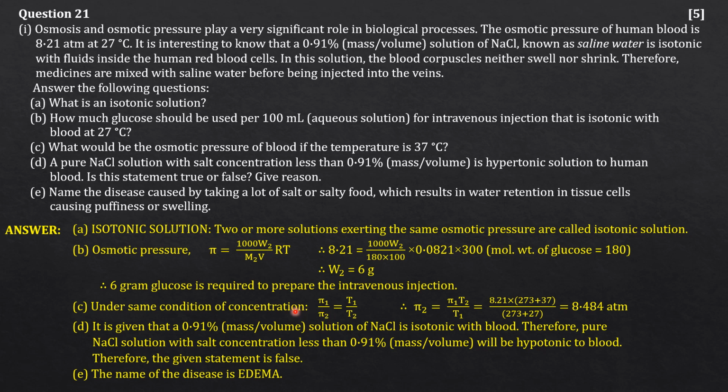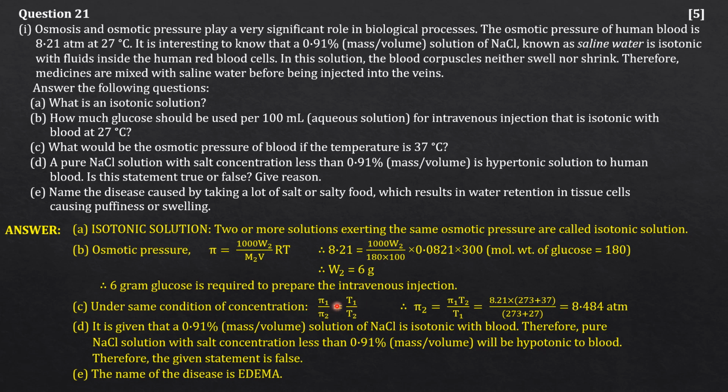Then the next question is very interesting. Question number C. What would be the osmotic pressure of blood if the temperature is 37 degrees centigrade? So pi equals CRT. Using that, first you find the value of C, since pi 1 is given, and T1 is given. So you can assume that the concentration of blood remains the same. Then you put it to find the value of C. Then put it in the second equation, pi 2 equals CRT2. Instead of that, what you can do, since you are assuming C is constant, pi varies with T. So pi1 by pi2 equals T1 by T2.